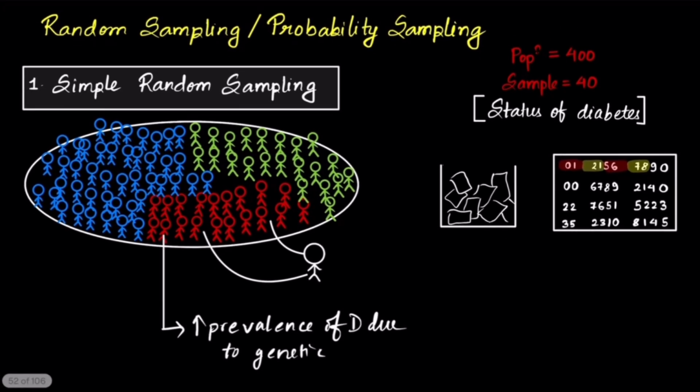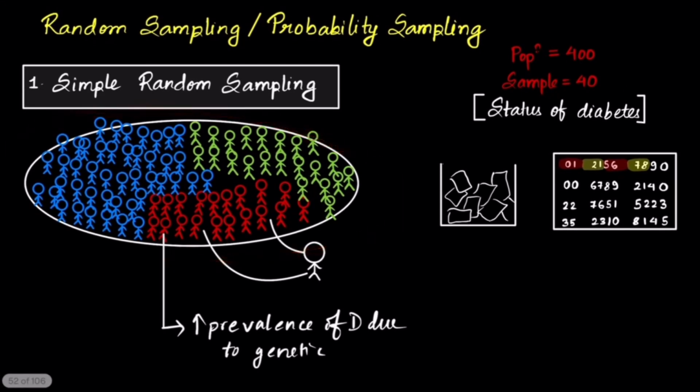So you have this community right here. In this community, the red people are a part of a certain locality within the community, and in this locality there is a higher prevalence of diabetes due to some genetic reason. If the surveyor applies the convenience method, then he would get most of his sample individuals from this locality right here.